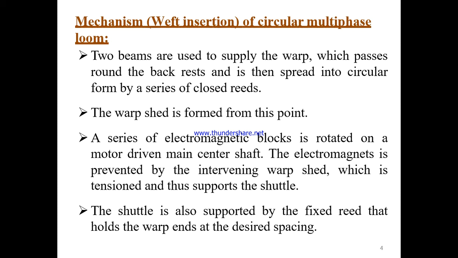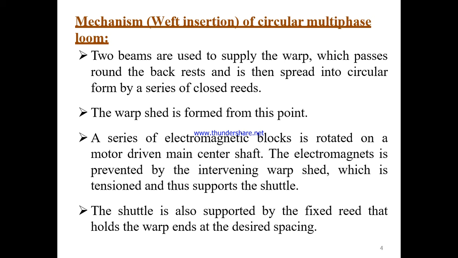So basically, there are electromagnetic blocks which operate to produce the formation of the shed, and the electromagnets also support the shuttle to move across the shed. The shuttle is also supported by the fixed reed that holds the warp ends at the desired spacing. It is really very difficult to understand the mechanism by going through the text.